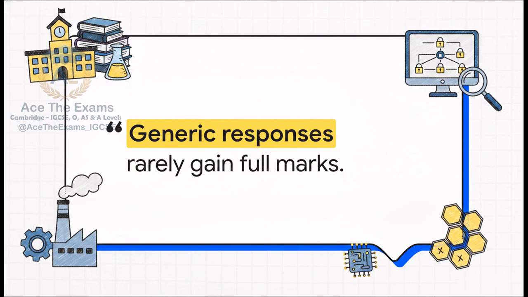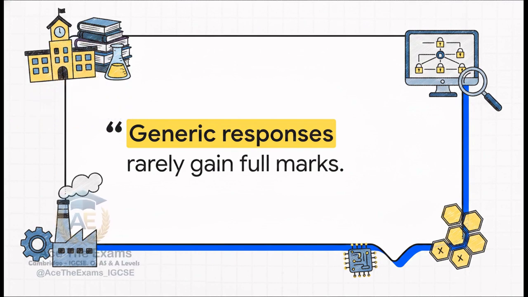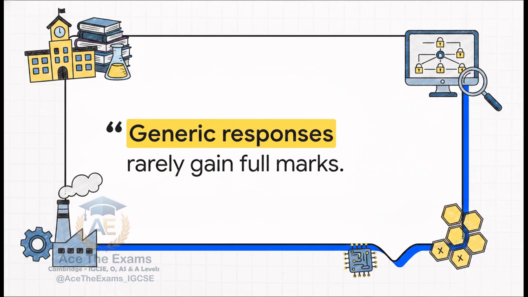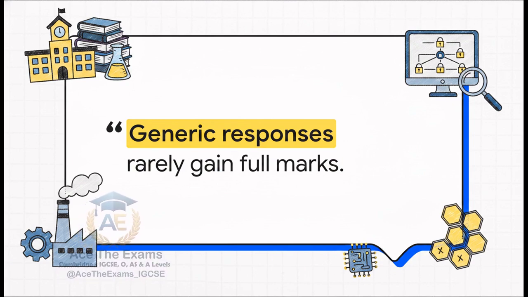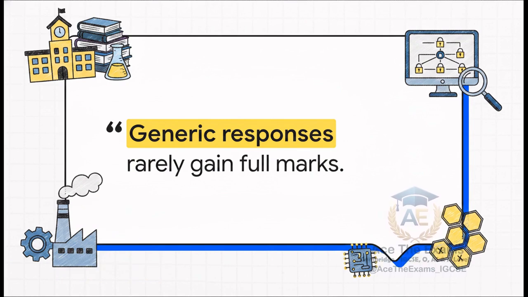I want to anchor that last trap with a direct, unavoidable rule from the examiner reports. Generic responses rarely gain full marks. Specificity is everything. If the Cambridge exam prompt sets a scenario in a school, an office, an industrial system, a retail environment, or a secure network, your answer absolutely must stay inside that context.